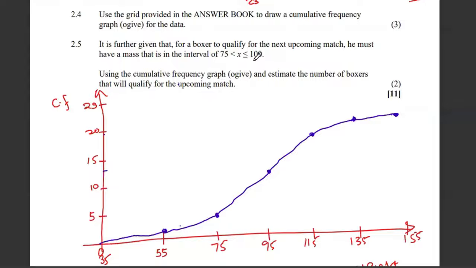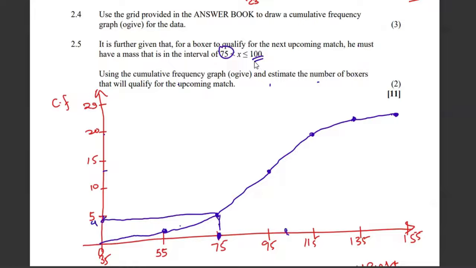And then they're asking us, given that for a boxer to qualify for the upcoming match, you must have a mass within 75 to 100. So between 75 to 100, up to somewhere there. So using the cumulative, estimate the number of boxers that will qualify for the upcoming matches. So since we know that 75 is going with a 4, okay, because that's what the table gave us. So we have 4 boxers at 75.